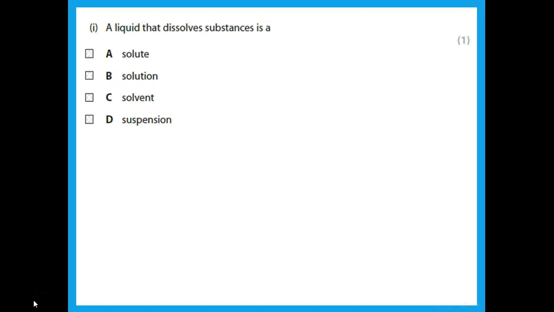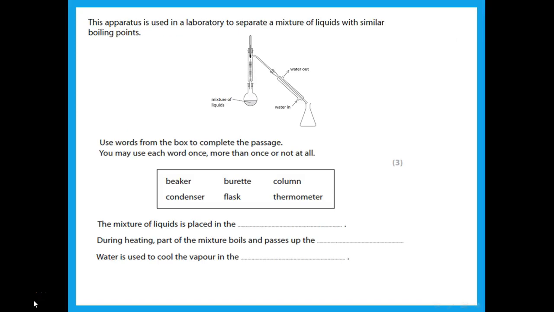Okay, a liquid that dissolves substances is called a what? A liquid that dissolves substances is called a solvent. Okay, this apparatus is used in a laboratory to separate a mixture of liquids with similar boiling points. So remember, we call this what? This process is called fractional distillation.